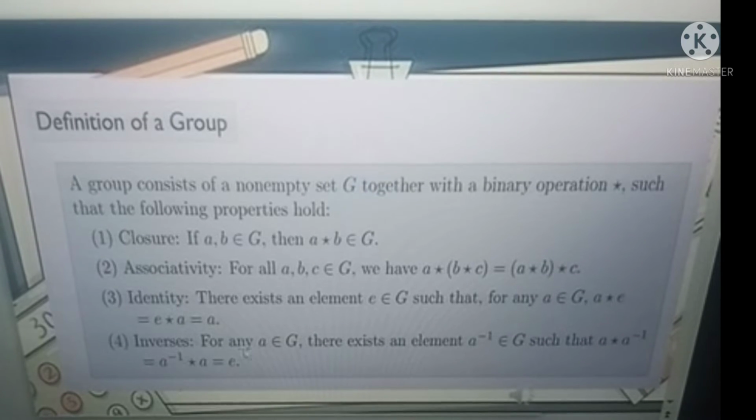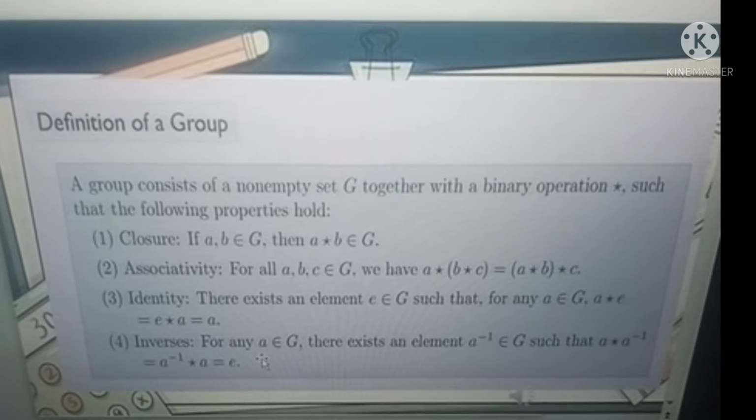We are now at the last property of a group, inverse. For any A in a group G, there exists an element A inverse also belonging to group G such that A star A inverse is equal to A inverse star A, which is equal to the identity. So if there's an element, for example 3, and the binary operation used in the group is addition, what is the inverse of 3 that gives back the identity? The identity of addition is 0.